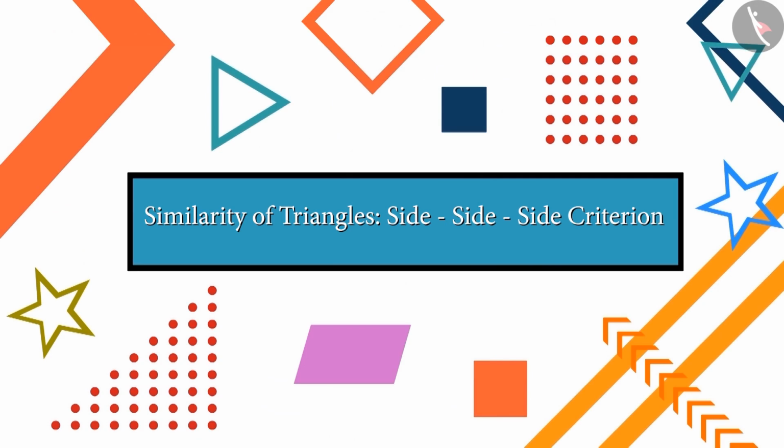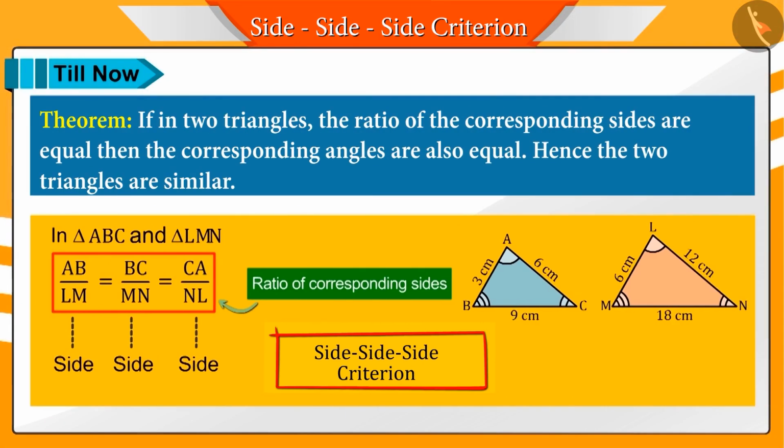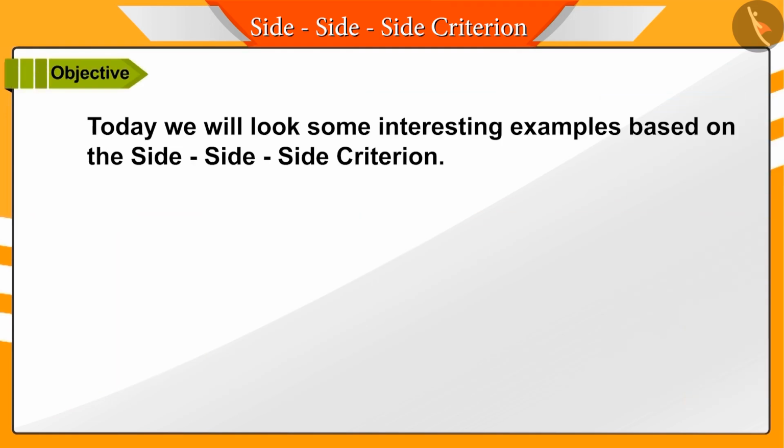Welcome to this video. In the previous video, we learned about the SSS criteria of similarity of triangles. Today, we will look at some interesting examples based on the SSS criteria of similarity.